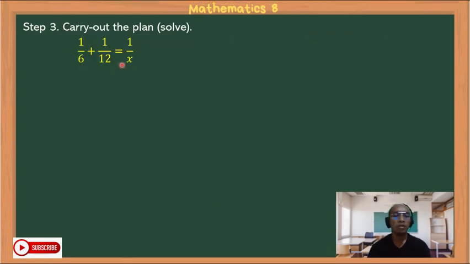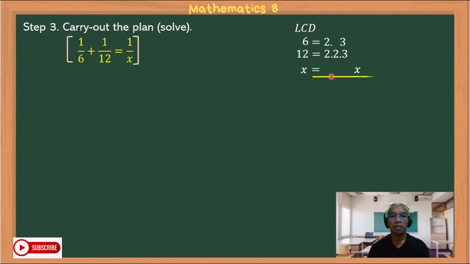Our equation consists of rational expressions, so we have to get rid of the denominators. To get the LCD of 6, 12, and X, we do the prime factorization. The factor of 6 is 2 times 3. The prime factor of 12 is 2 times 2 times 3. For X, we just copy X. The common factors are written once, so bring down 2, bring down 2, bring down 3, and bring down X. Multiply them, so the LCD is 12X.